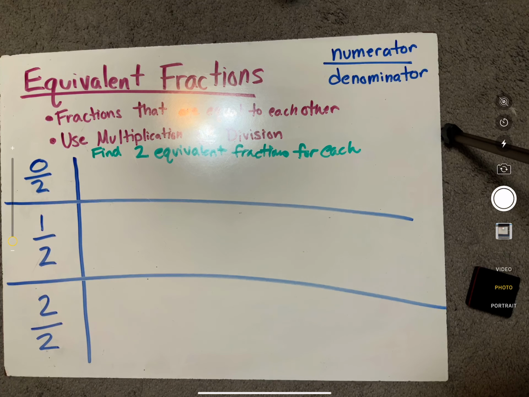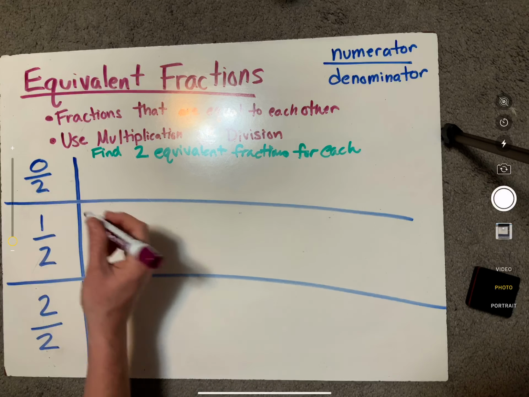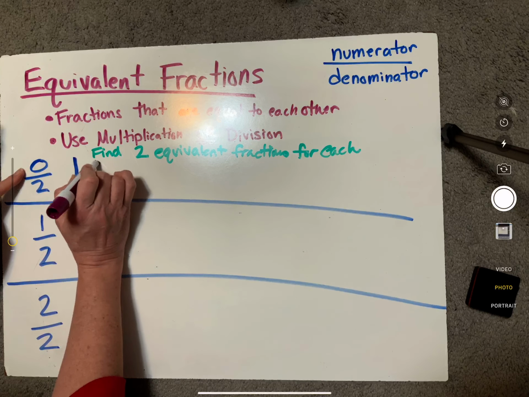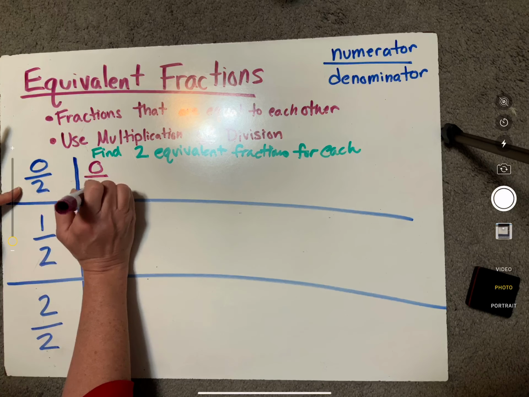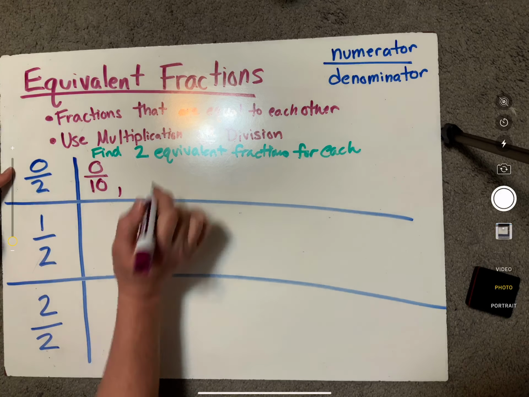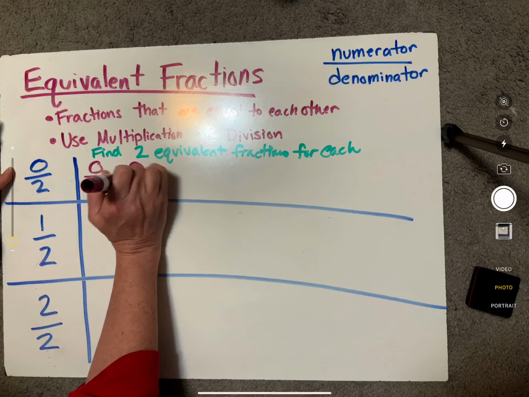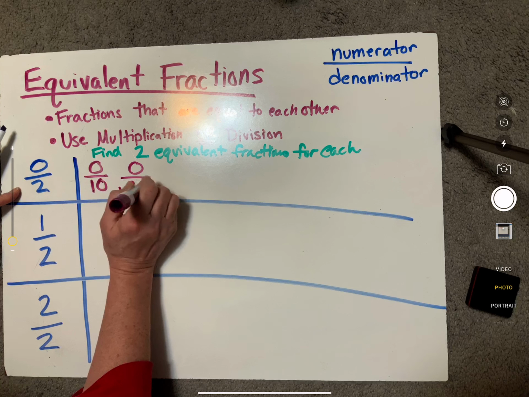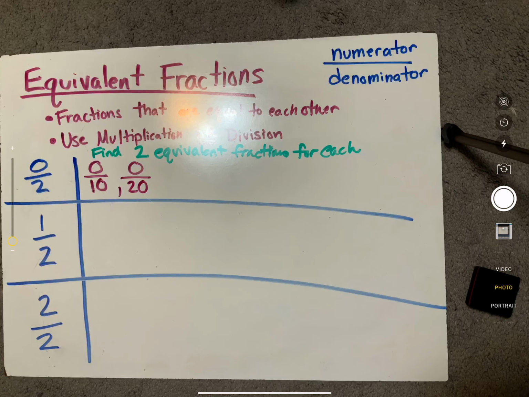Okay, so we're going to go through these, and we're going to do a couple of examples in here just so you know what we're doing and how the format of your worksheet looks. So for this one, 0/2, I could multiply it by anything. Let's multiply it by 5. So 0 times 5 is 0. 2 times 5 is 10. So 0/10. Let's say we multiplied it by 10 this time. So 0 times 10 is 0. 2 times 10 is 20. So that would be 2 equivalent fractions for that number.